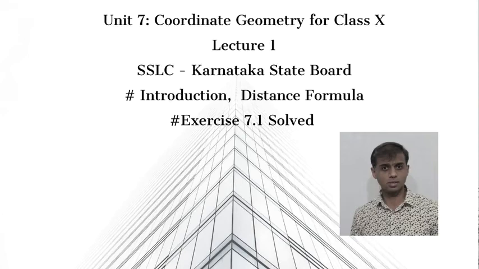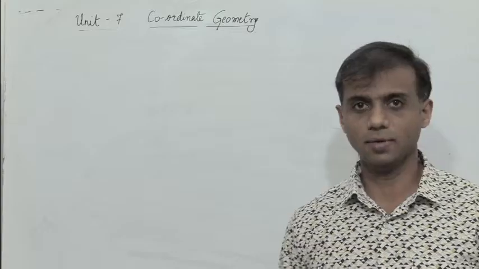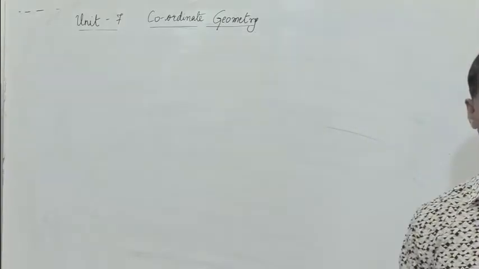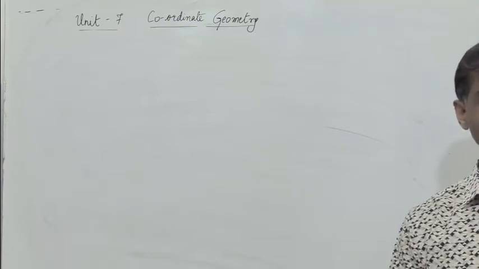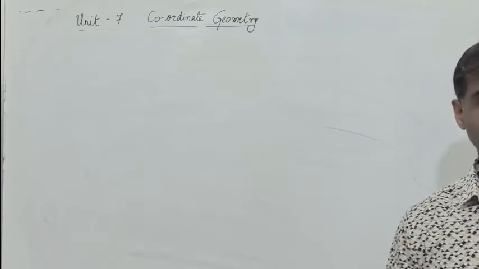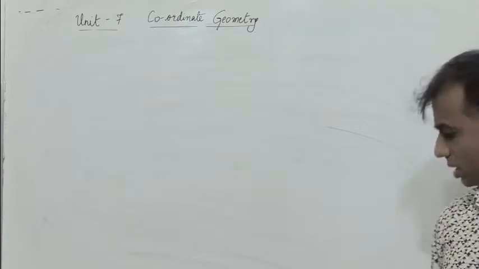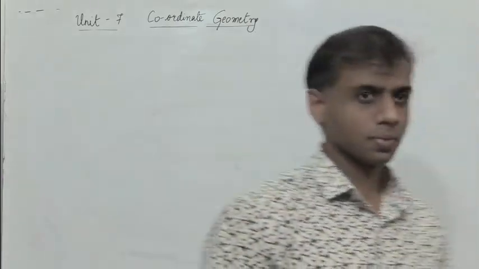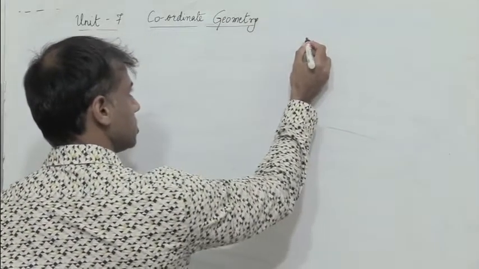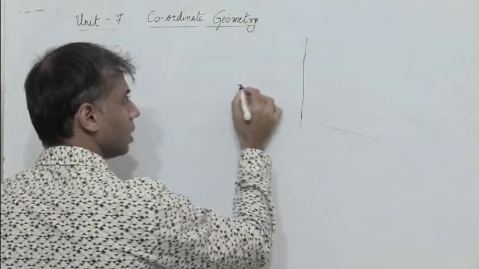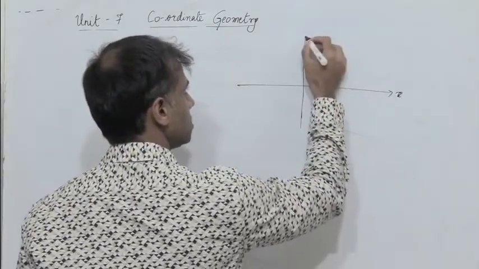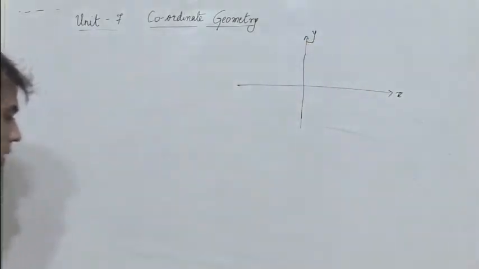Dear students, we shall begin with Unit 7, which is Coordinate Geometry. So I presume that you already know the basics of coordinate geometry, x and y axis. Now if we consider x and y axis, the horizontal axis is known as the x axis, whereas the vertical axis is the y axis.